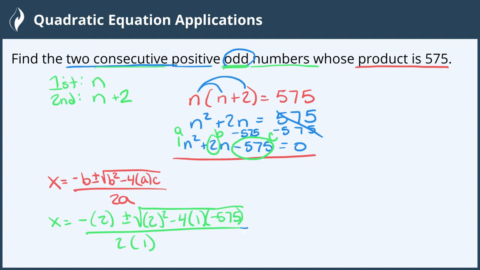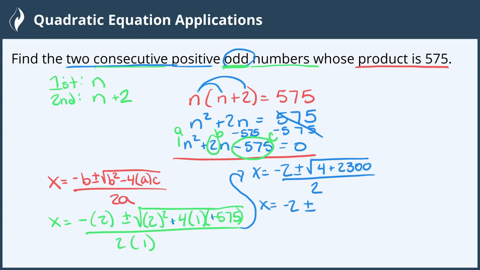And now let's go ahead and simplify some of this. So we get x equals negative 2 plus or minus the square root of 4, 4 times 1 is 4, times 575 is 2,300, and a negative times a negative is positive, so it's plus 2,300, all over 2 times 1, which is 2. X equals negative 2 plus or minus the square root of 4 plus 2,300, which is 2,304, all over 2. And 2,304 is a perfect square.